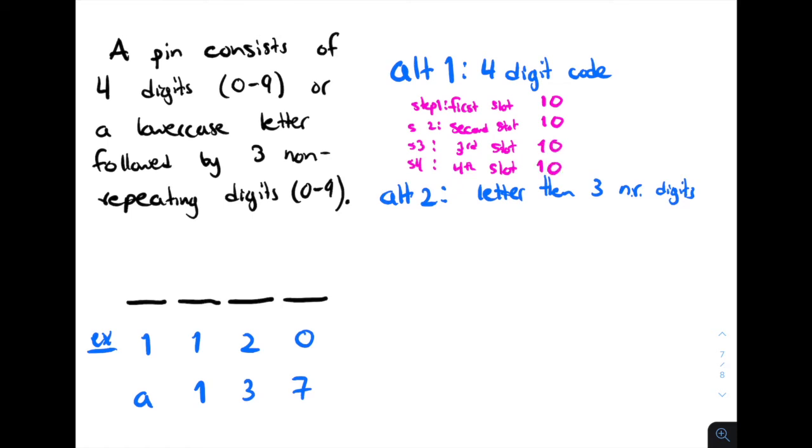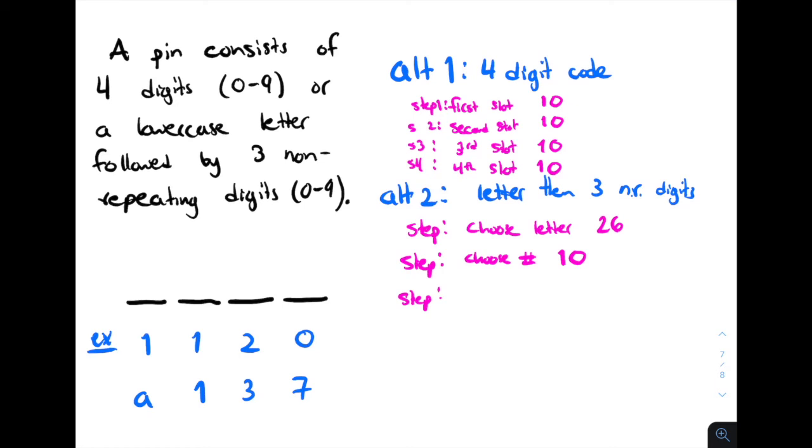We can similarly think about this for our alternative 2. Our first step would be to choose a letter, of which there are 26 to choose from. Our second step, choosing what's in our second slot, is to choose a number. Here there are 10 digits to choose from. Our next step, filling in that third slot. Here we have this additional restriction of these digits being non-repeating.